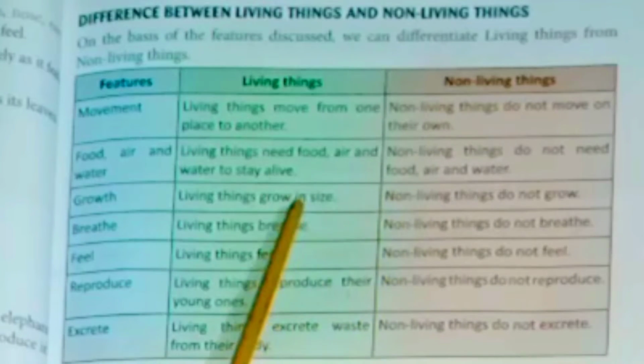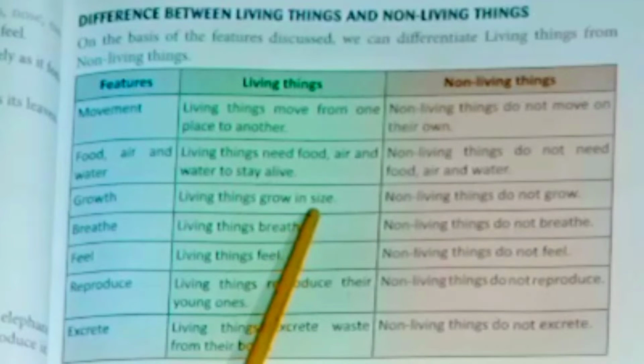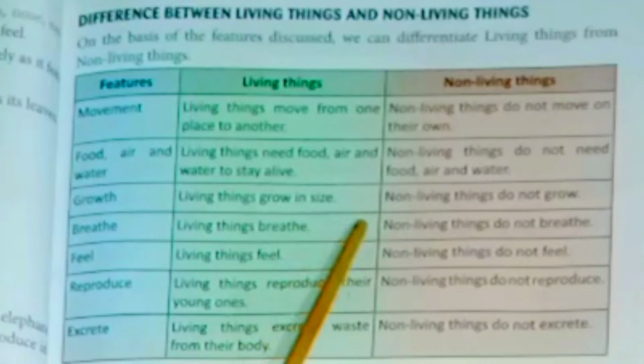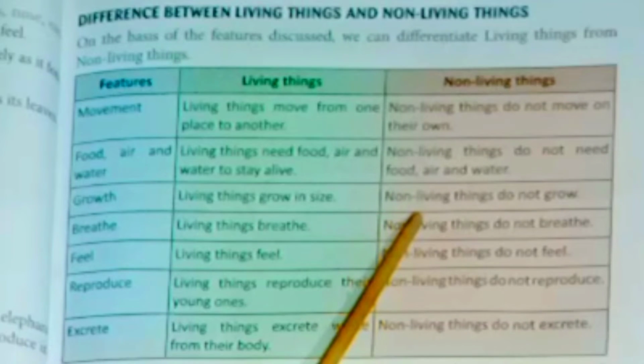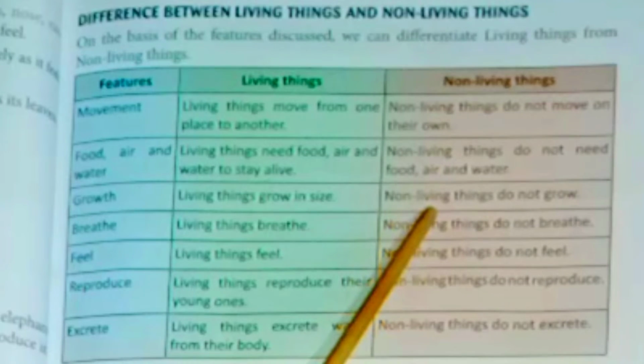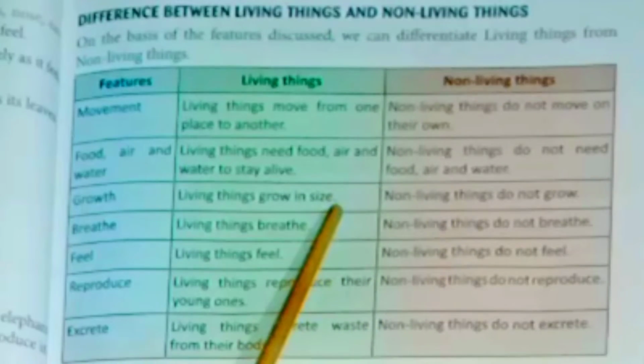Understood? I am giving you one more example. Maybe you have some pet animals. Right now you notice that it is growing in size. But in your room, there is a table or chair, and you see that it is not growing. It is as it was before 1 year or 2 years. Its size was the same, and today also it is the same size. From this we can understand that non-living things do not grow, whereas living things grow in size.